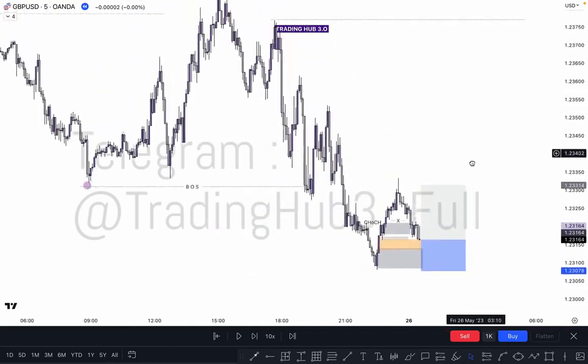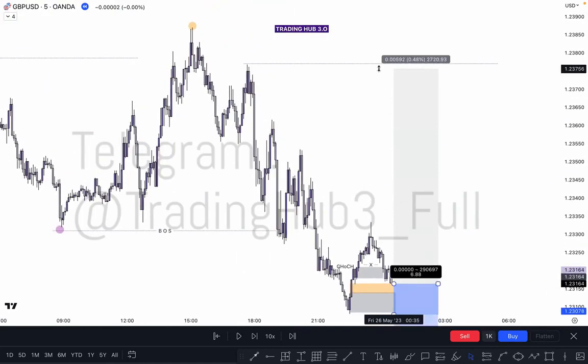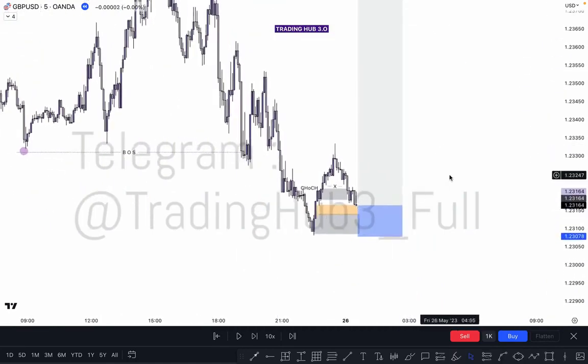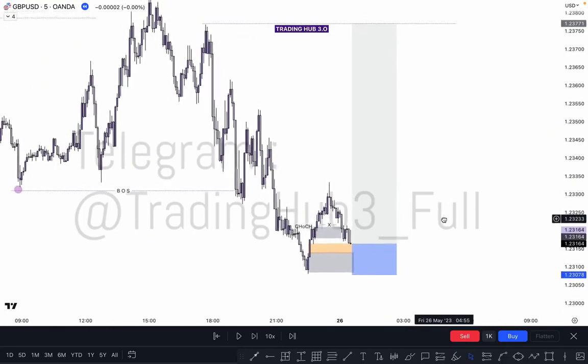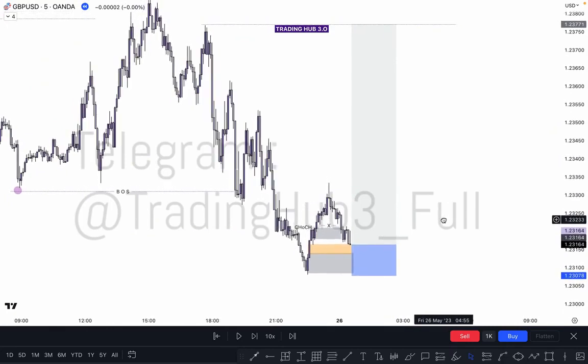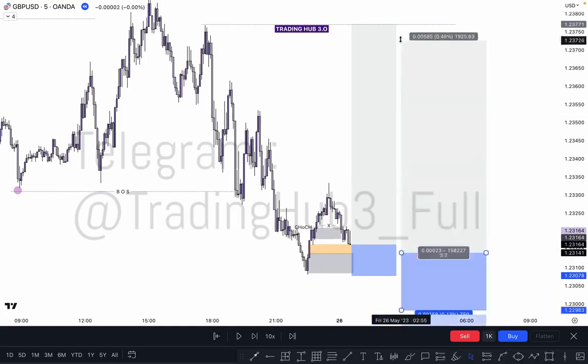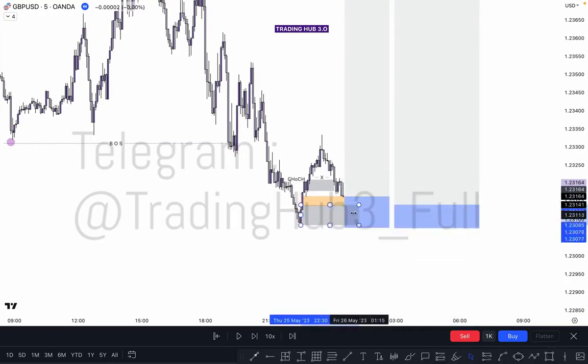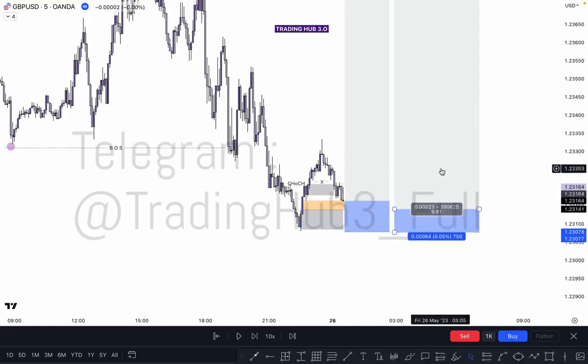And where is our target? Our target is here. This is our higher time frame inducement, right? This is the first entry. But if you want to reduce your stop loss and maximize your reward, then you can buy here on this unmitigated order block and put the target here, and this is our entry. Now you can see risk reward is increased here at this point. Okay, so these are two possible entries here for the buy. So this is the first entry and second entry.